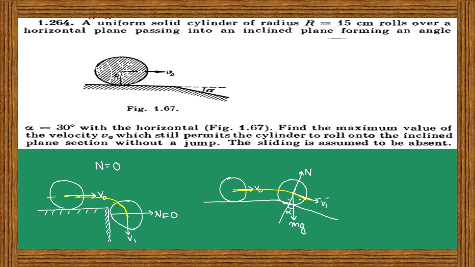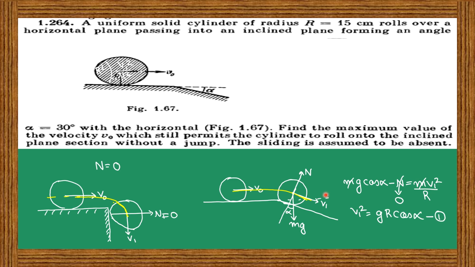So if I write my equation out here, it is nothing but mg cos alpha minus N equals m v1 square by r. And the maximum velocity allowed out here, so that this cylinder doesn't jump off the surface, is when N equals 0, so v must be lesser than this value. If I solve this, m cancels out, and v1 square equals g r cos alpha. So this is my equation 1.